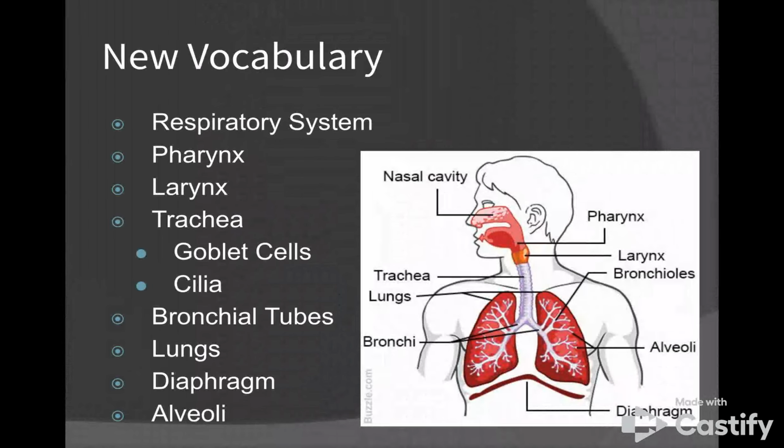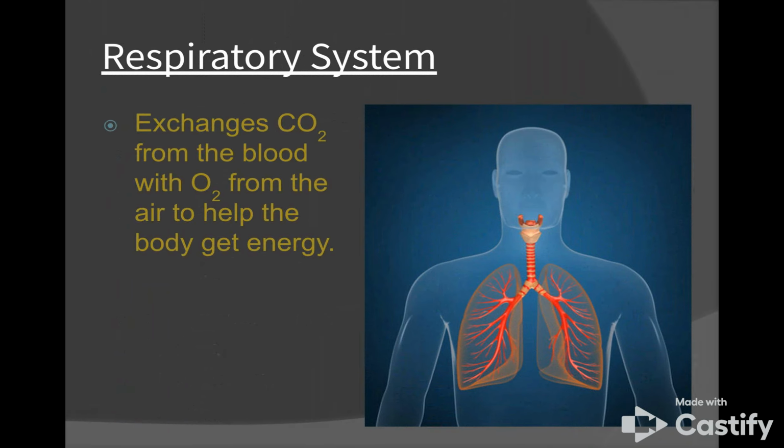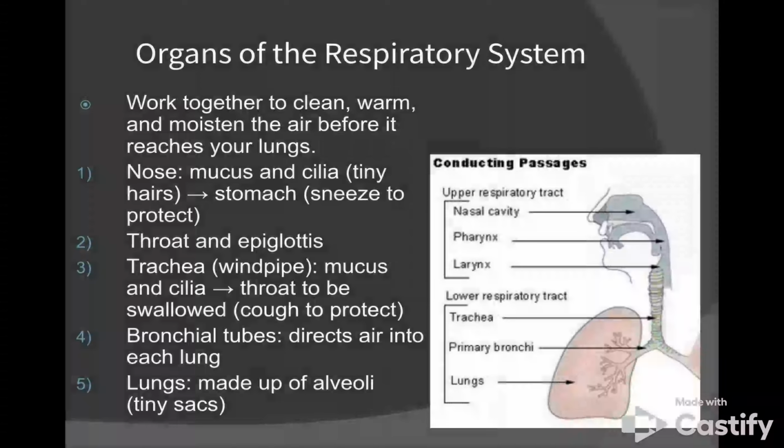Again, we have lots of new vocabulary that goes along with each system. For the respiratory system, we have the pharynx, the larynx, the trachea, including the goblet cells and the cilia, the bronchial tubes, the lungs, the diaphragm, and alveoli. Your respiratory system's main job is to exchange carbon dioxide from the blood with oxygen from the air to help the body get energy. It does this in the lungs.